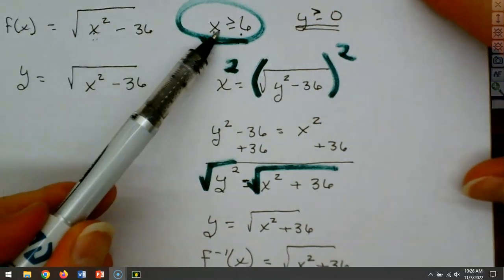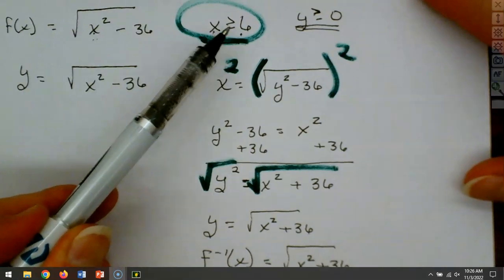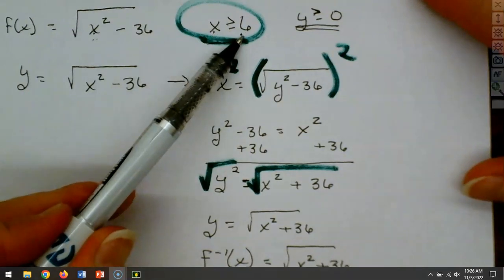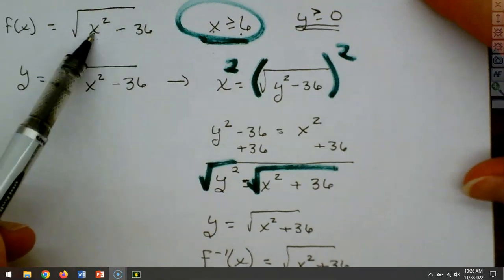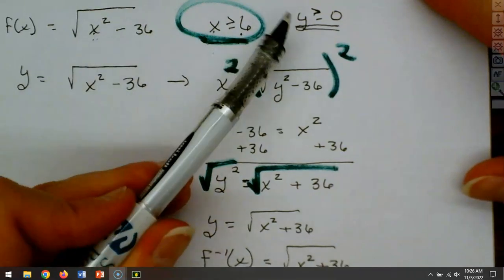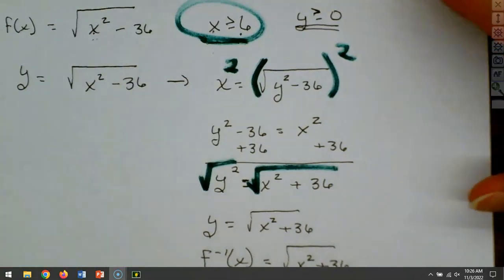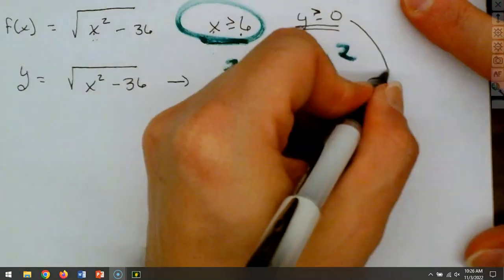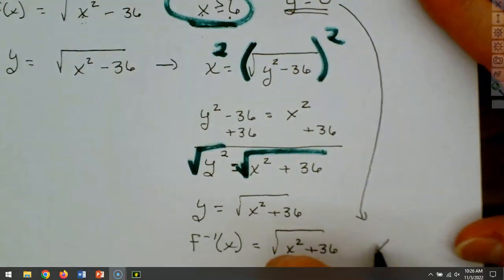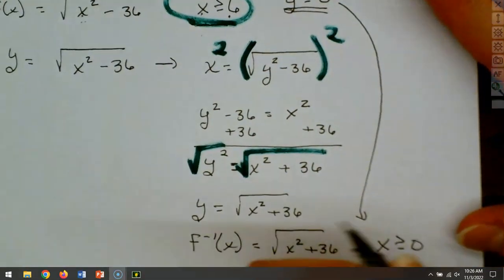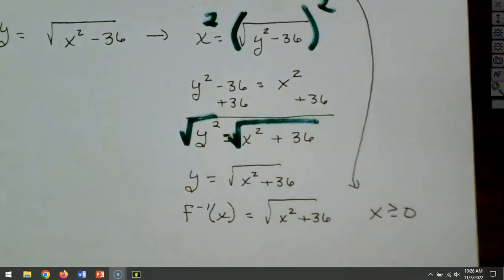I can't plug in any negative numbers, and if I plugged in 9, see, that would then be 81 minus 36, which would be positive. So your range, your y, has got to be greater than or equal to 0. And if that is your range, then it comes down as your domain. And so x is now, for your domain down on your inverse, greater than or equal to 0.